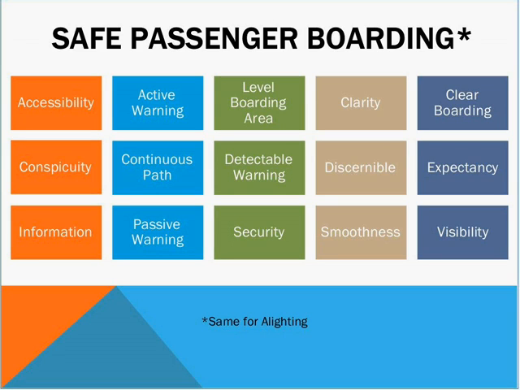These are conceptually the types of things to be considered to ensure that a passenger has safe boarding or deboarding or alighting from the train. Such things as how the accessibility is, the warning systems, the boarding level, is there clarity of boarding, is it clear, is it discernible, are there detectable warnings, what kind of information is provided, what is the visibility. These are all items that should be taken into consideration to determine whether or not a particular boarding situation over a gap or where there is no gap is safe for the pedestrian.